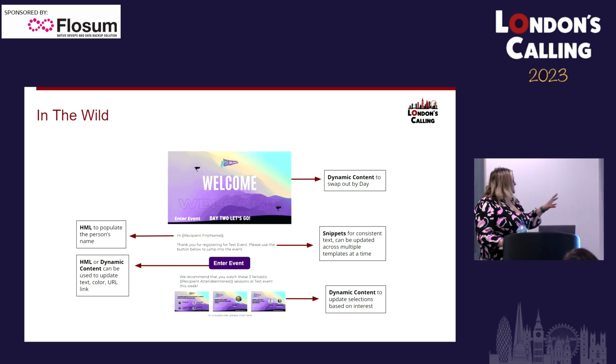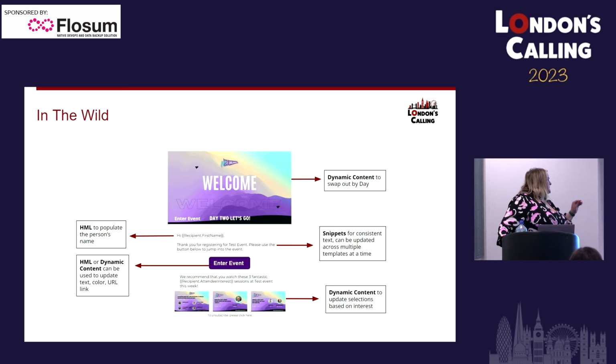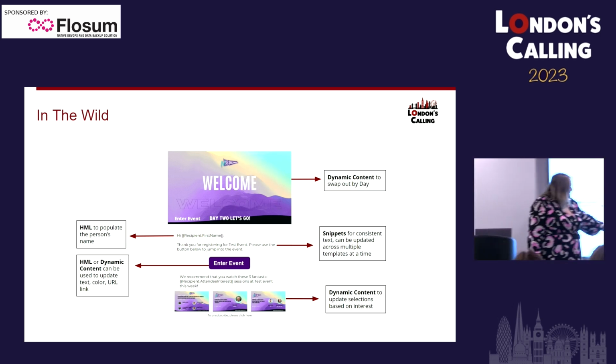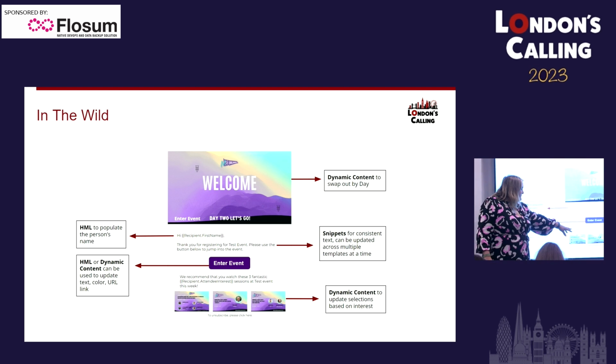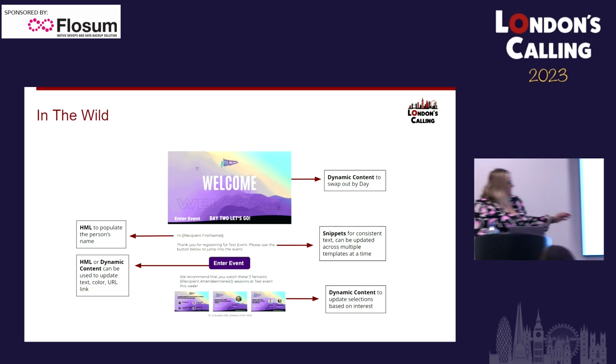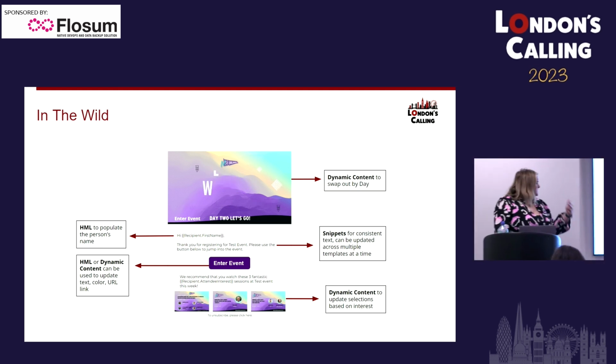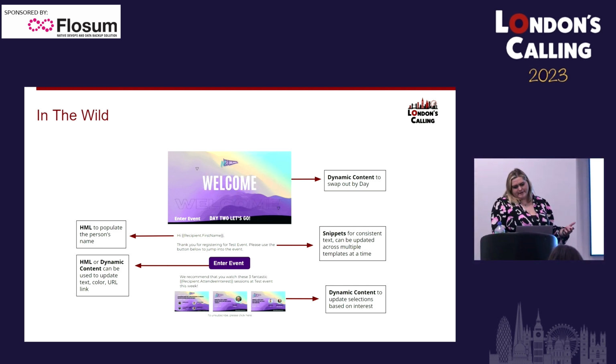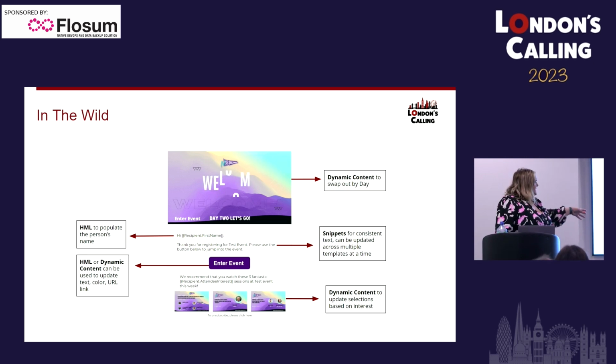The dynamic content has been utilized in the hero image. We've also got dynamic content to update the selections based on interest. Hopefully you guys can see that okay. And we've got HTML alongside dynamic content to actually reflect that field, the attendee interest field. So the dynamic content is pulling through those recommendations for sessions based on that field value. Alongside that, we've just got the HTML and the attendee interest.